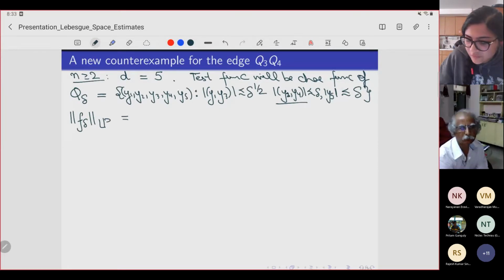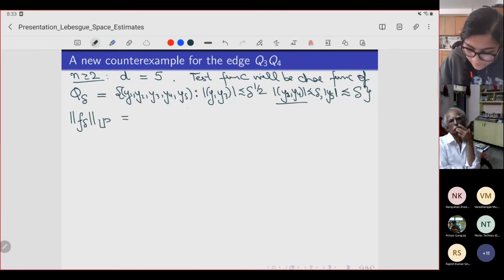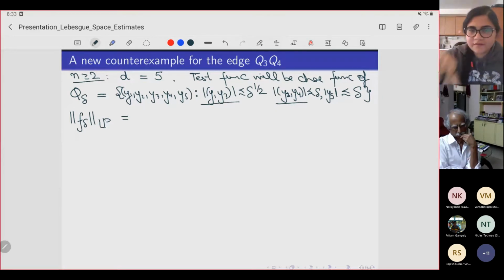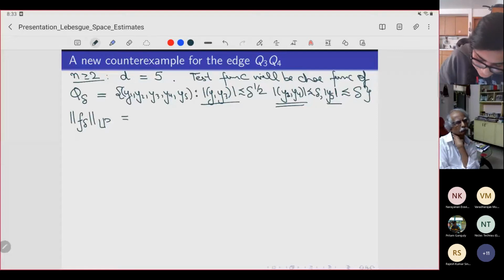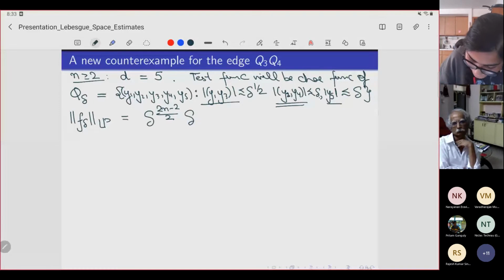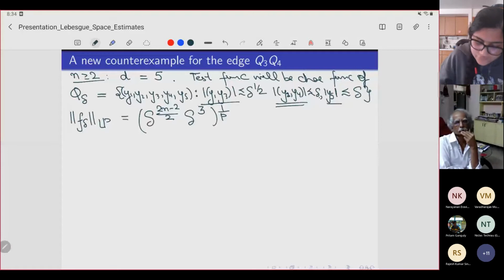So I've written these things down for n equals 2 or d equals 5, but you can just straightforwardly generalize it to any n. Basically, what will happen is instead of these two directions, you would take the remaining 2n minus 2 directions here. And here you'll have 2 directions, and here you'll have 1 direction. So the volume of the set would be, you'll have 2n minus 2 directions for delta to the power 1/2. And then you have 3 directions for delta, then 1 over p. So this would just be delta to the power n plus 2 over p.